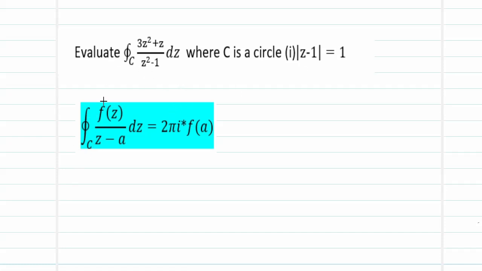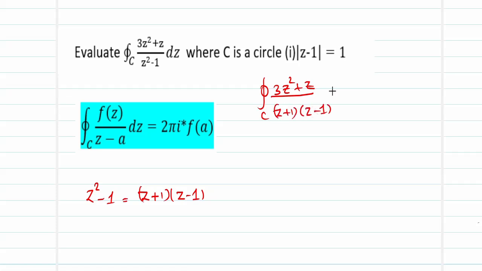The formula for Cauchy is given by the integral of f of z by z minus a dz is 2 pi i into f of a. Now we can see that what we have in the integral in the denominator is z square minus 1. How can I rewrite this? I can rewrite this as a square minus b square, so it is a plus b, z plus 1 into z minus 1. So my integral over C, with 3z square plus z, now in the denominator takes z plus 1 into z minus 1 into dz. This is what I will have to evaluate.